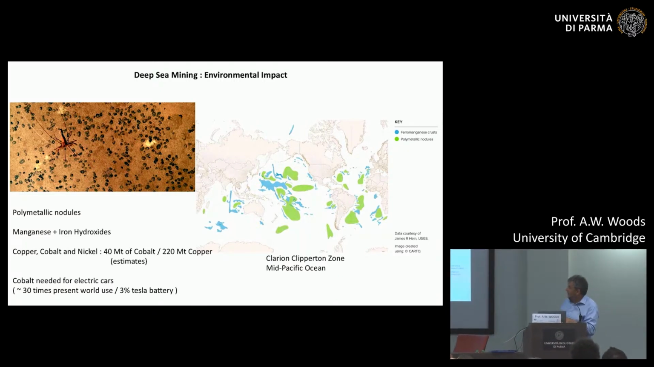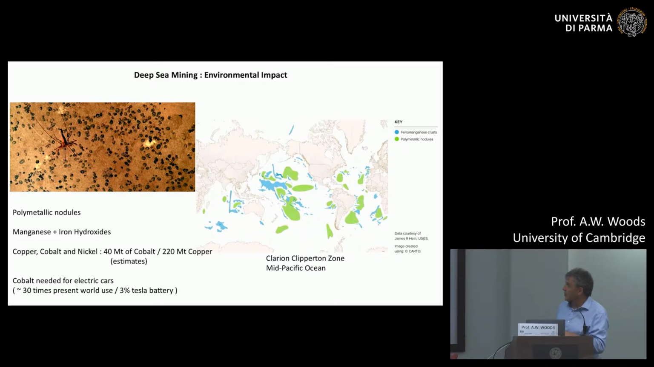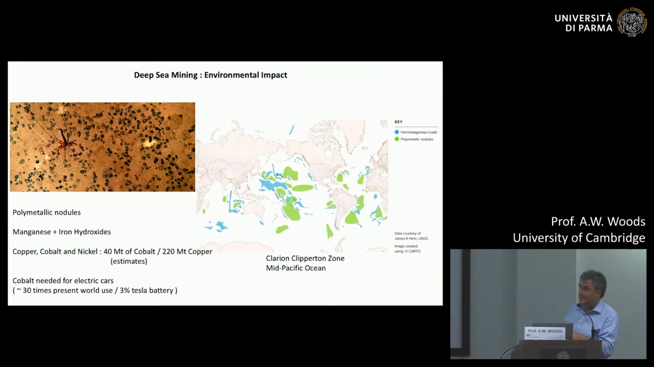So with the increasing interest in developing electric cars and having renewable energy, there's an increasing need for batteries, and therefore particularly for cobalt, which is one of the metals inside these nodules. And the resources of cobalt on the seafloor in the Pacific are about 40 megatons, and there's about 220 megatons of copper. So there's a huge resource on the Pacific seafloor, and particularly in the Clarion-Clipperton zone in the mid-Pacific.